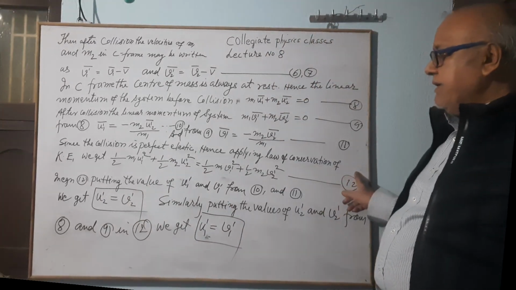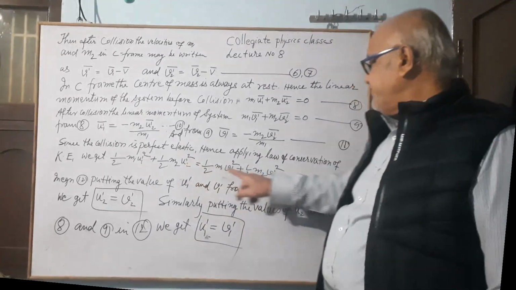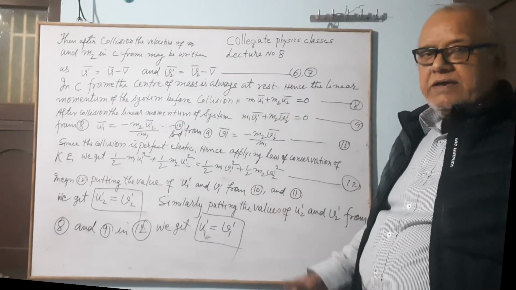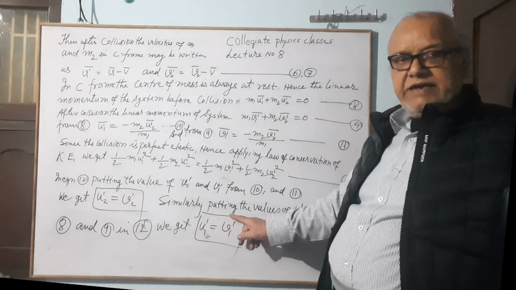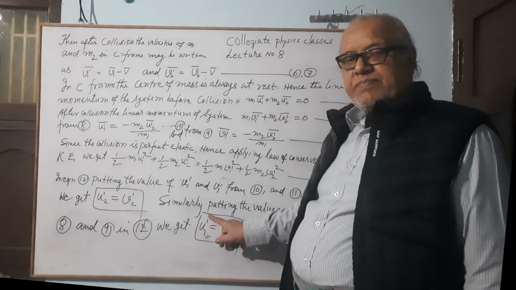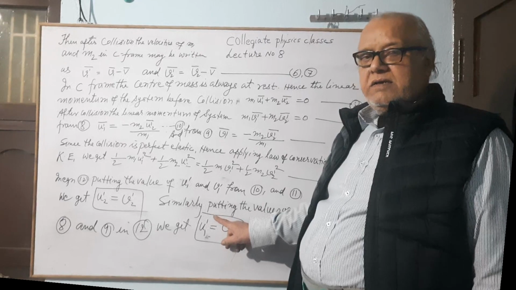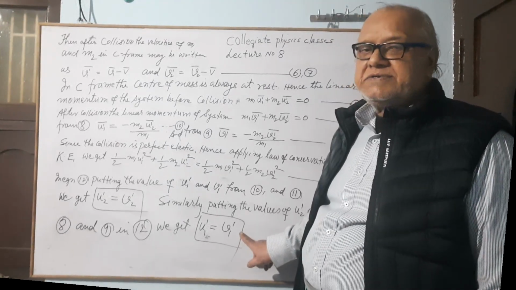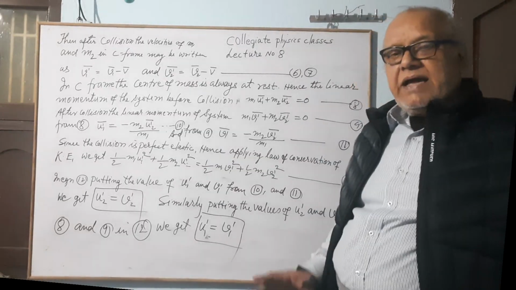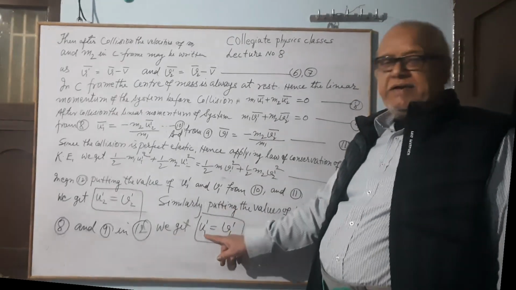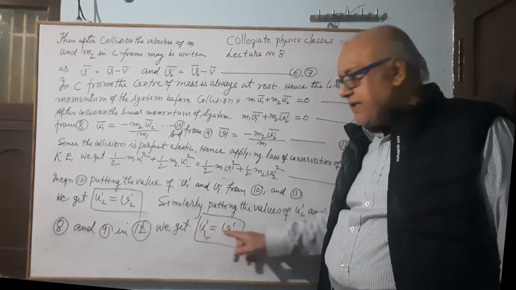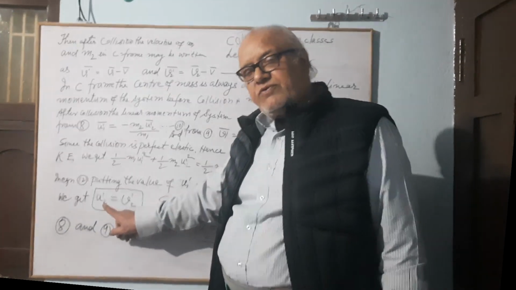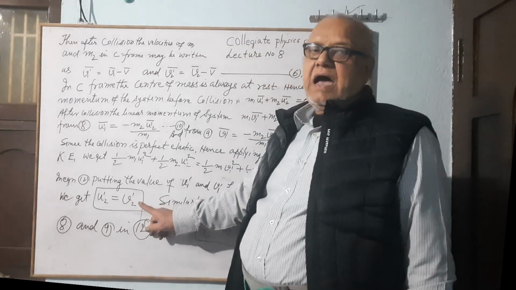Similarly, in equation 12, this time we will substitute the value of u2 dash and v2 dash from 8 and 9. And then this equation 12 on solving will give this result, u1 dash is equal to v1 dash. Now remember, u1 dash is the velocity of m1 particle before collision. v1 dash is the velocity of m1 particle after collision. Both are equal. This means the magnitude of velocity of first particle before collision and after collision are equal. Similarly, the magnitude of velocity of second particle before collision and after collision are equal.